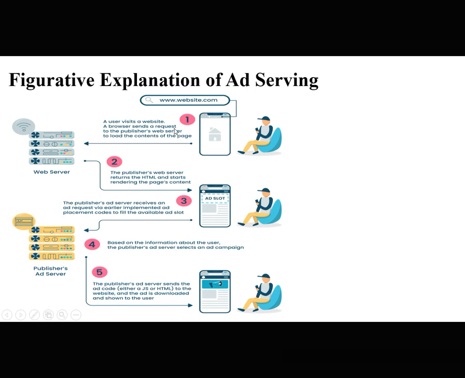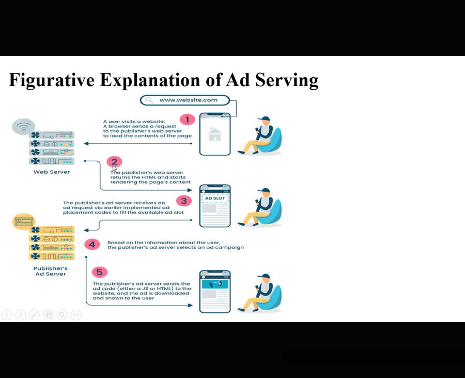The user visits the website, and the browser sends a request. Suppose he is opening a Chrome browser, and once he opens the browser, a request is sent to the publisher's web server. One ad tag code is already there in the website, through which that ad tag is fired, and a request is sent to the web server to load the contents of the page.